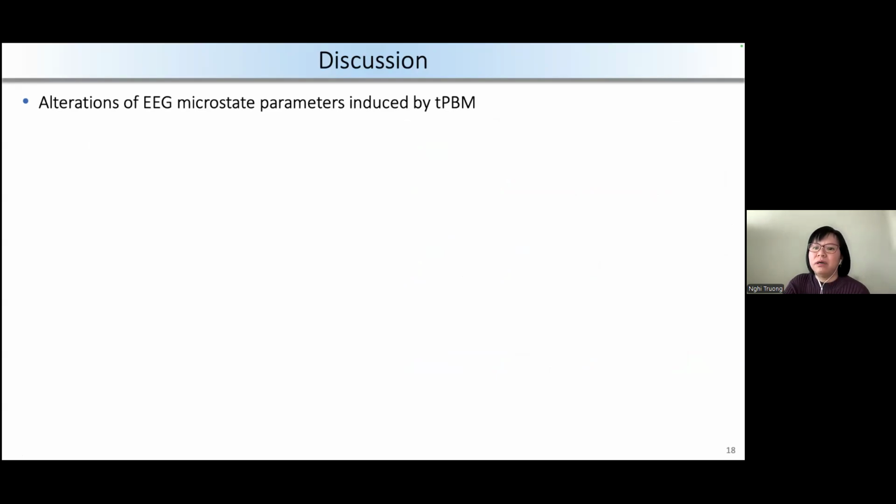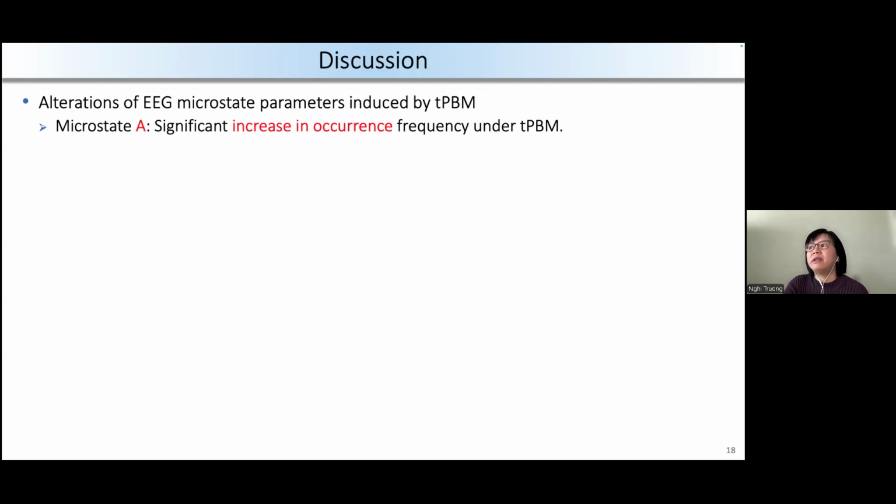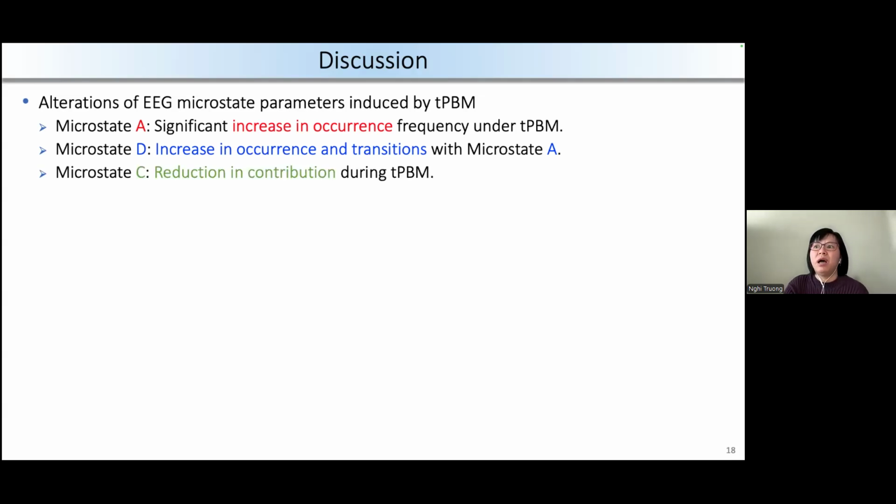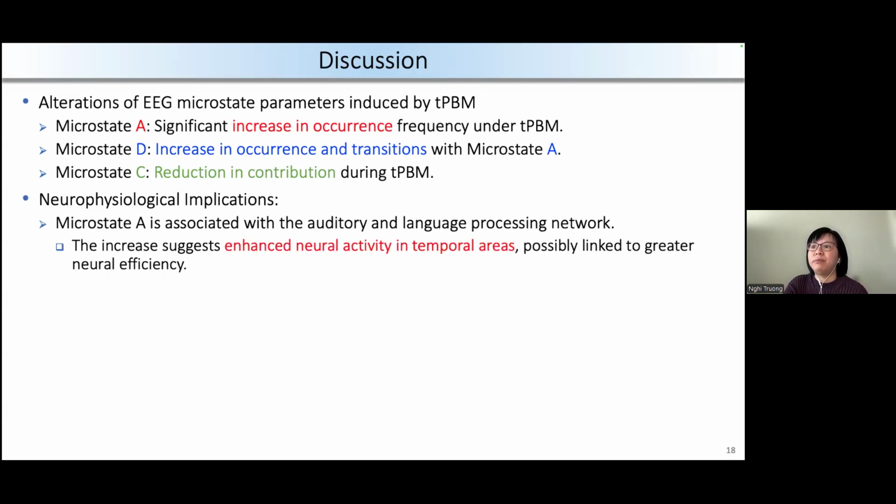So based on the results that we obtained from the study, we can say that there is some alteration of EEG microstate parameters caused by tPBM. For instance, microstate A has a significantly increased occurrence frequency under tPBM. The same as microstate D, we also have an increase in occurrence, and the transition between A and D also increased significantly during the tPBM session. Microstate D has a significant reduction in contribution during tPBM.